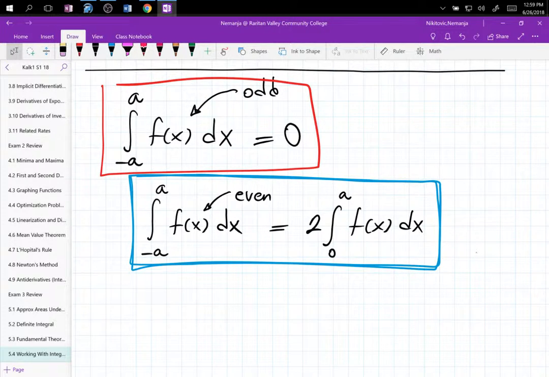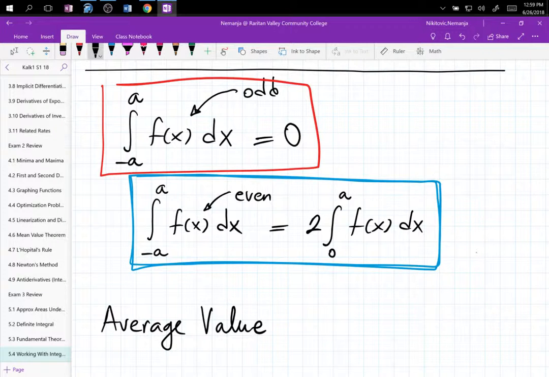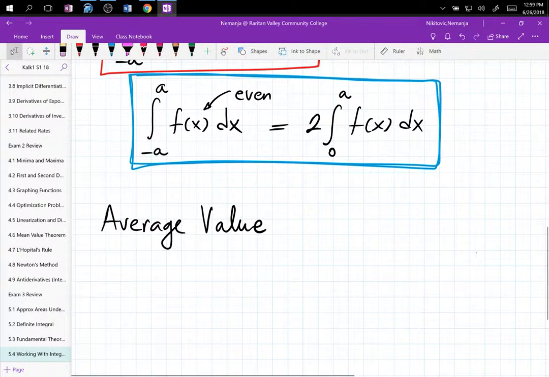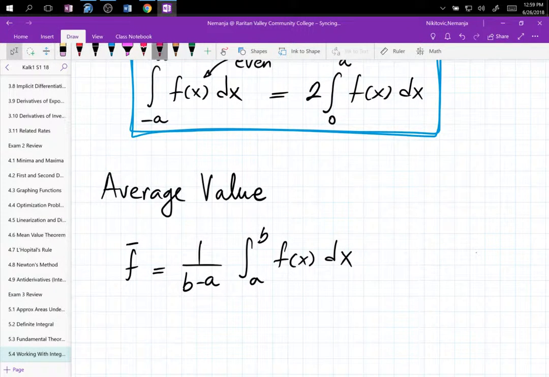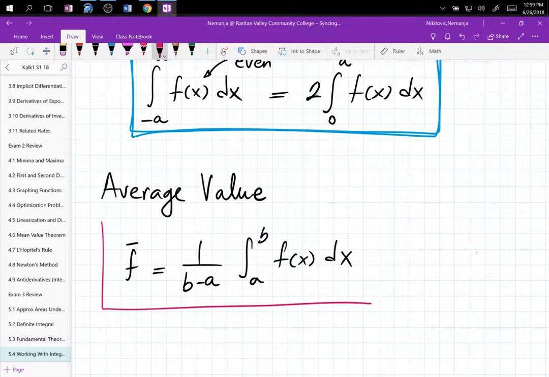That's the 2 formulas, and now formula number 3. Average value. So the average value of a function is 1 over b minus a times the integral from a to b of f of x dx. Yep, that's that.